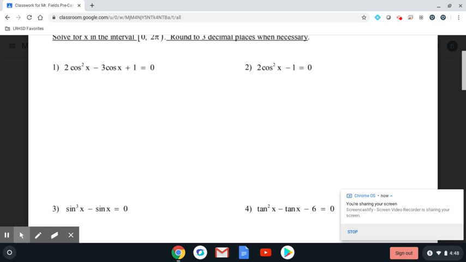So what I want to do today is just go over the second half of that review that I gave you on Monday. So on Monday, I know we did all the odds. Today we're going to run through all the evens.